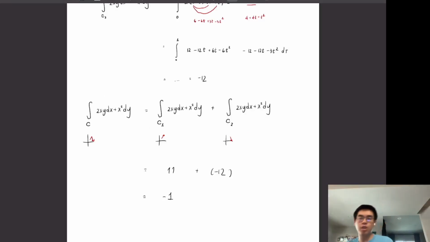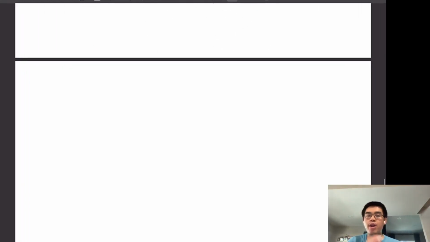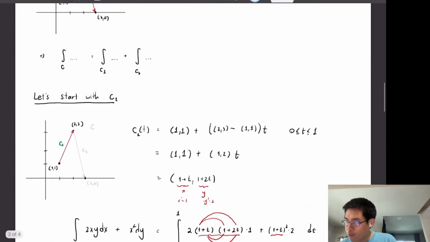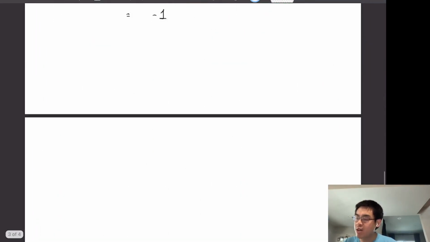Okay, so let's continue. The next part we're going to talk about the notation we usually see when we do line integrals, right? We're going to see this sometimes, like something dx, something dy, but actually what we're going to see a lot is this notation F dot dr.